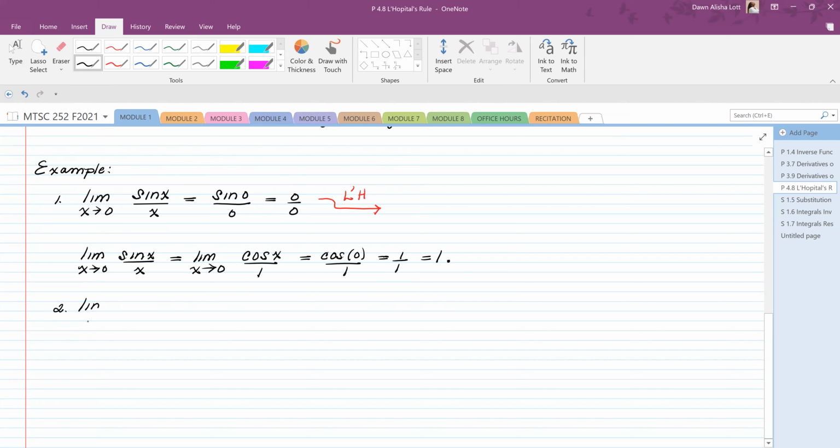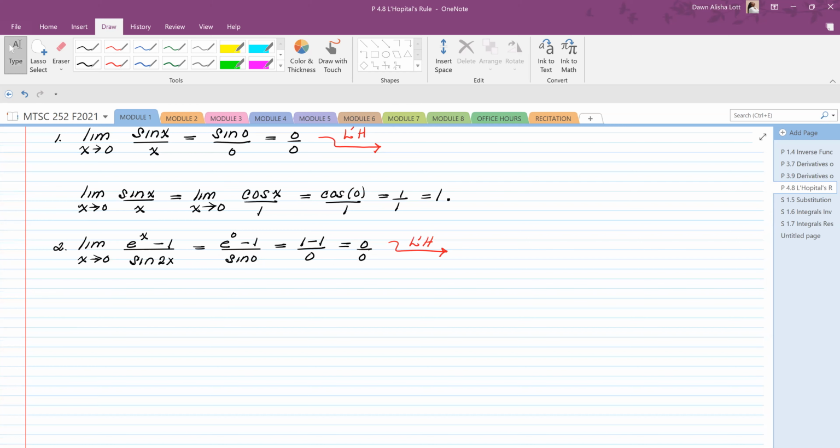I have the limit as x approaches 0 of e to the x minus 1 divided by the sine of 2x. And when I put in 0, I get e to the 0 minus 1 divided by the sine of 0. E to the 0 is 1, minus 1, divided by 0. So now I get 0 over 0. Okay, that's my indeterminate form. Let's invoke L'Hopital's rule.